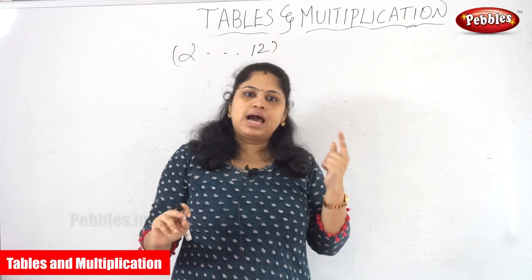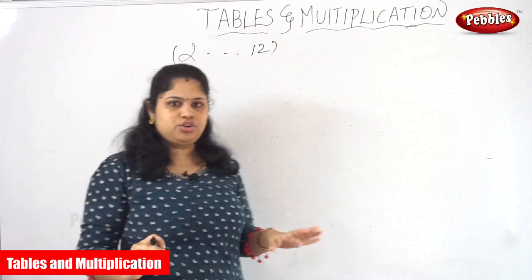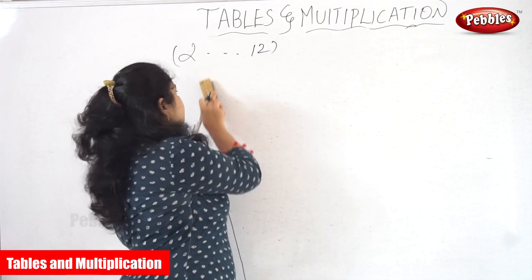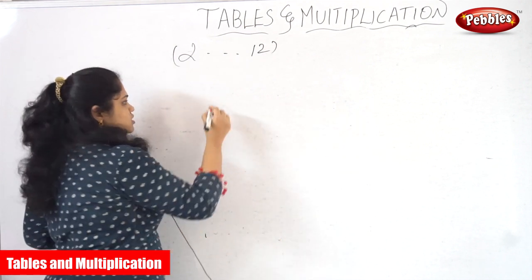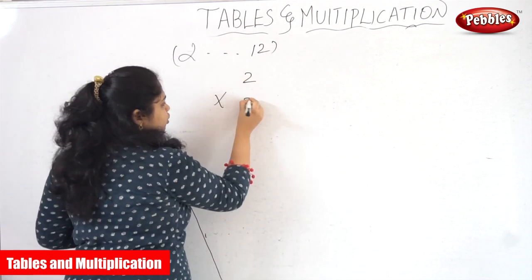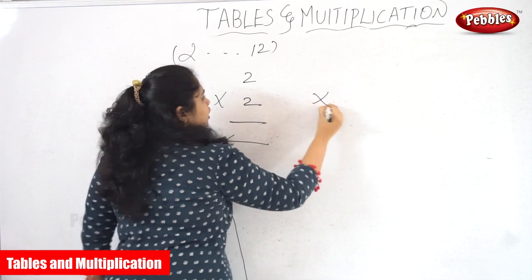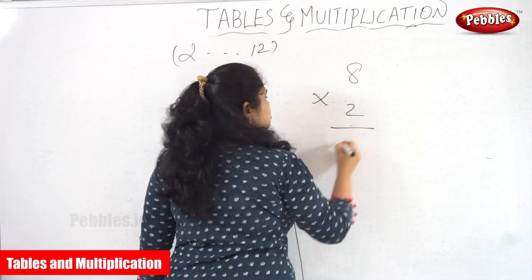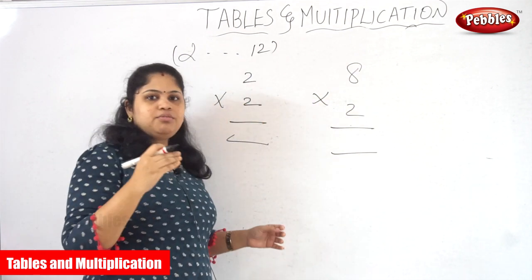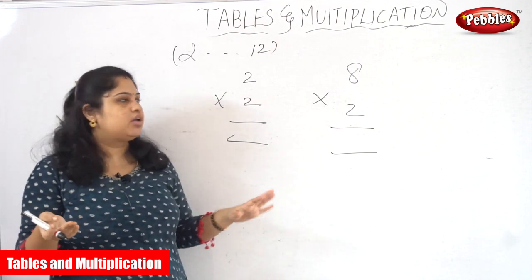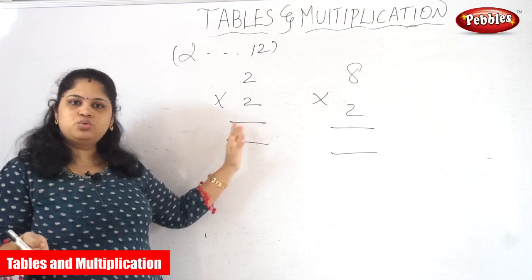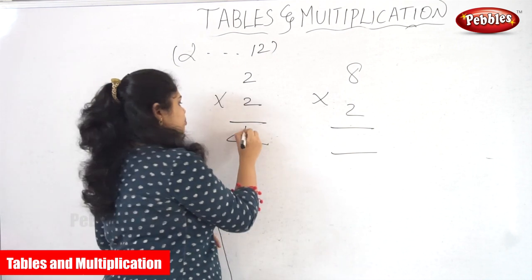Okay, in my last classes I gave an introduction to single digit multiplication, like 2 into 2, 8 into 2. This is our very first class for multiplication, so I have taken single digits. 2 into 2 is equal to 4.